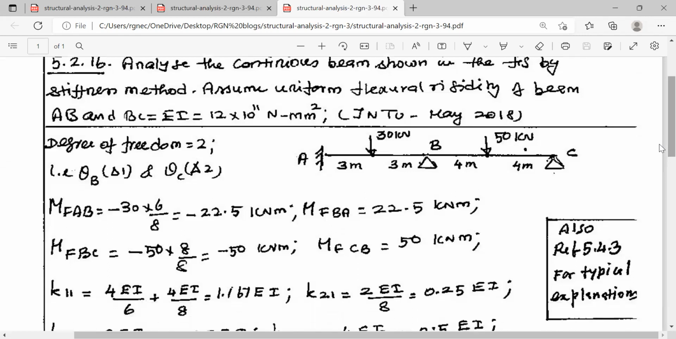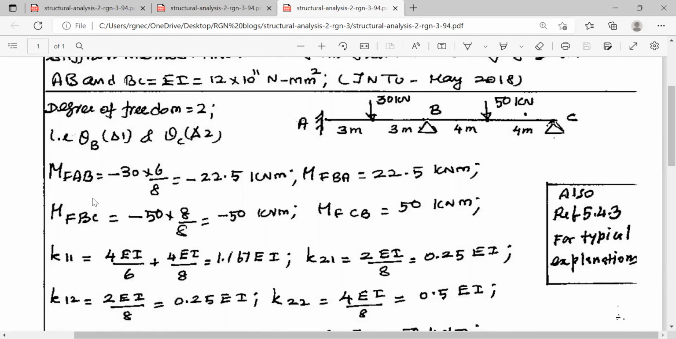Now first we will calculate the fixed end moment. This is for the span AB, WL by 8. At A it is anticlockwise, at B it is clockwise, therefore minus for M of AB. For M of BA it is 22.5 plus. Similarly for BC, if it is treated as fixed at B, it is anticlockwise here, minus sign for M of BC, and at C it is clockwise, therefore M of CB is 50 kilonewton meter. The formula is WL by 8.